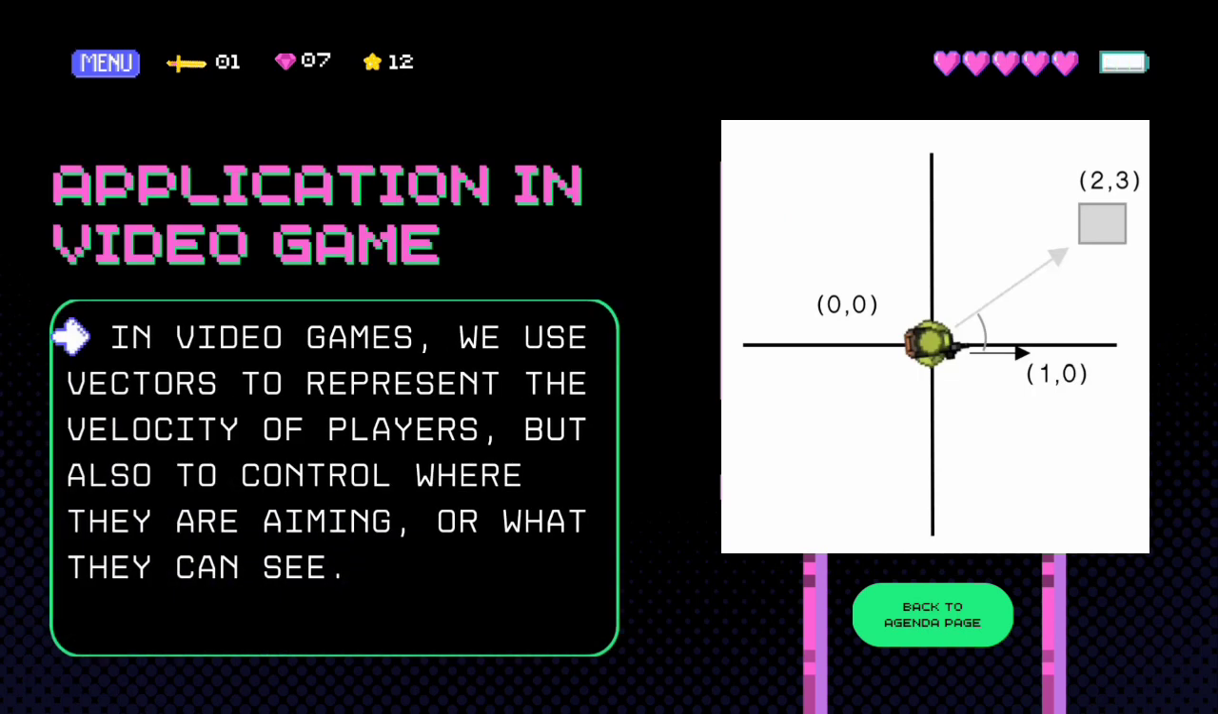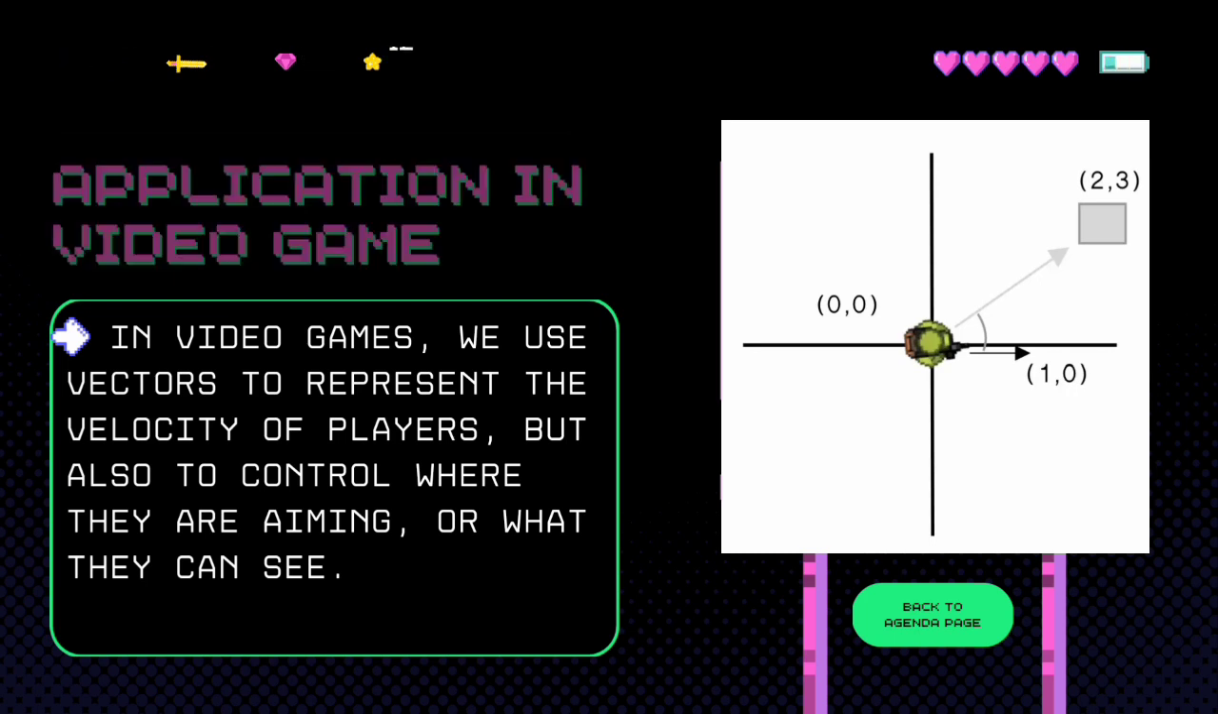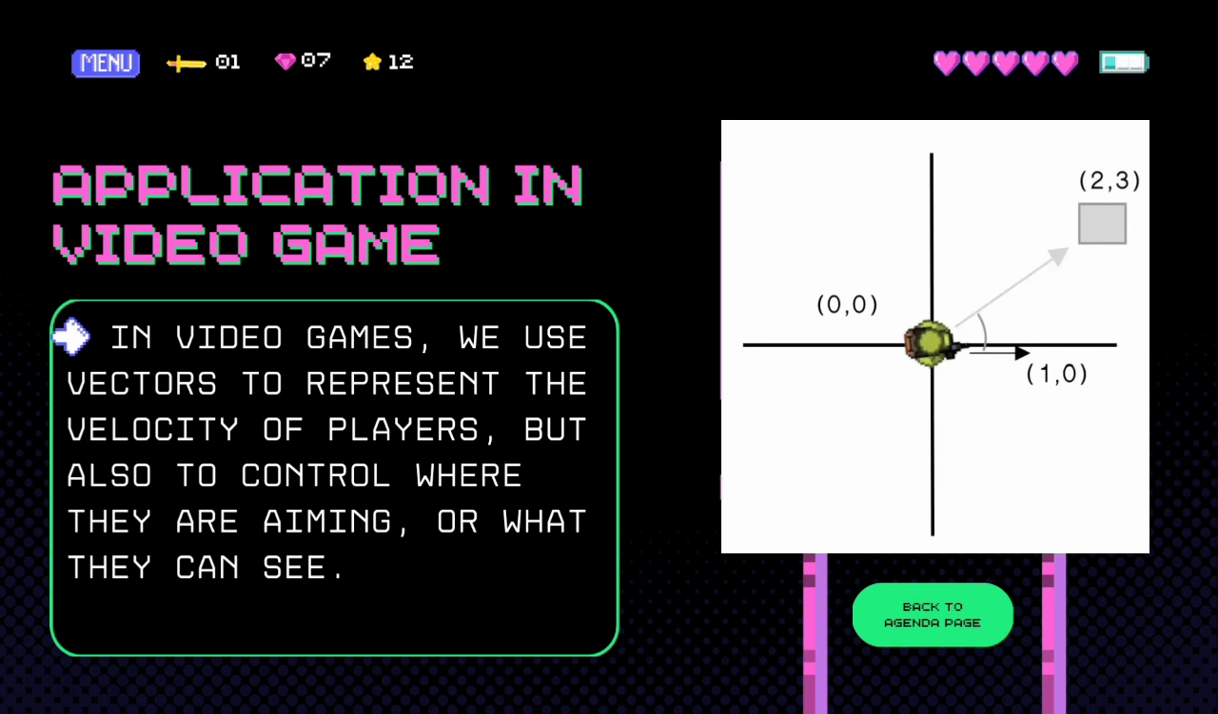Application of vectors in video games. In video games, we use vectors to represent the velocity of players, but also to control where they are aiming or what they can see. Let's say we have an enemy AI that needs to shoot all the bugs he encounters. Imagine the AI has a velocity and direction vector of 1, 0, and he's standing at the origin of the map, so 0, 0. Define a box at position 2, 3, so we want to rotate him so he can point at the box and shoot it.